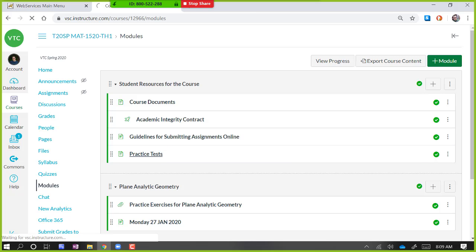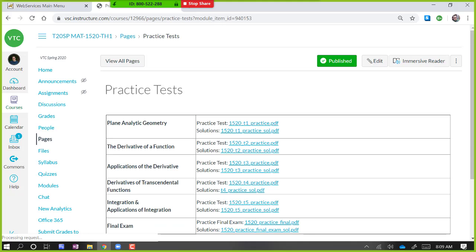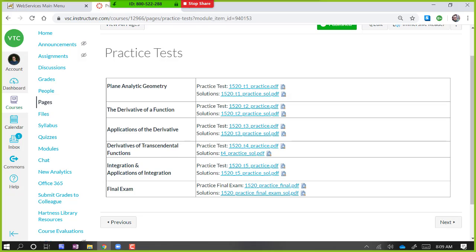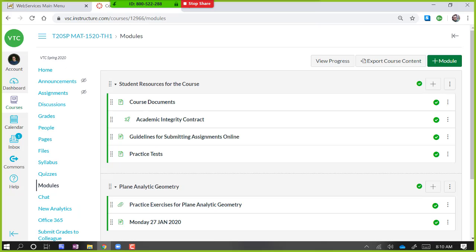These are practice tests for the whole semester. As I mentioned, we're going to have 5 tests and a comprehensive final exam. So you'll note there's practice tests and solutions to all of those. As we work through material, getting ready for a test, just click on the link for the practice tests, and you can give yourself an opportunity to practice a variety of problems and also see my solutions, how I work them out.